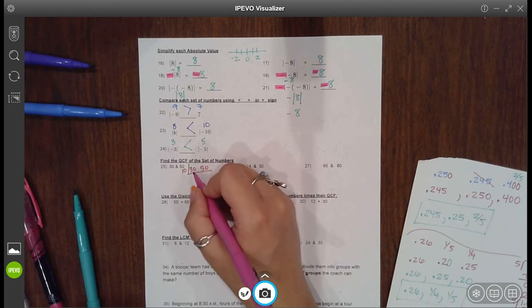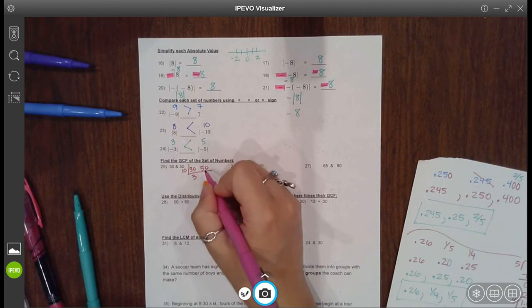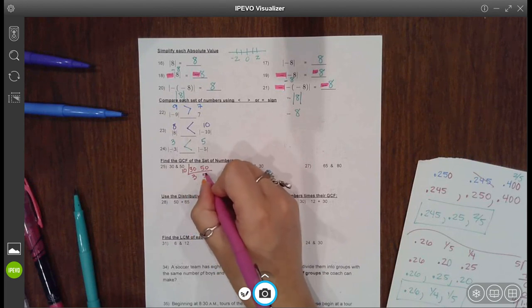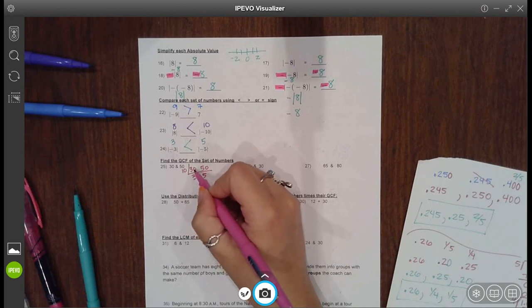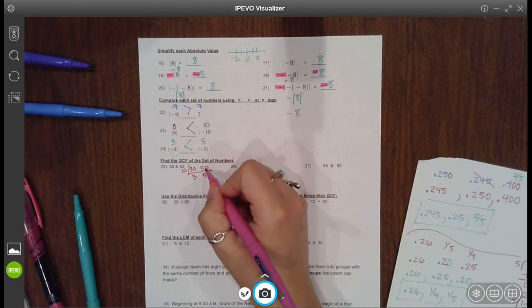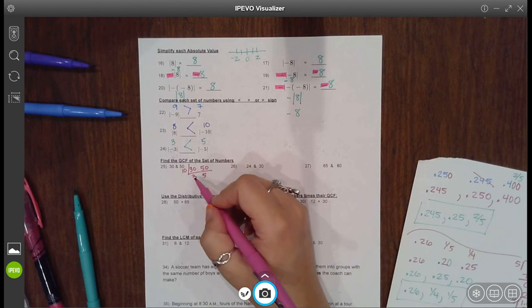10 goes into 30 3 times. 10 goes into 50 5 times. Always double check before you move on. 10 times 3 is 30. 10 times 5 is 50. Yep. So this number times this should always equal the number up above it.